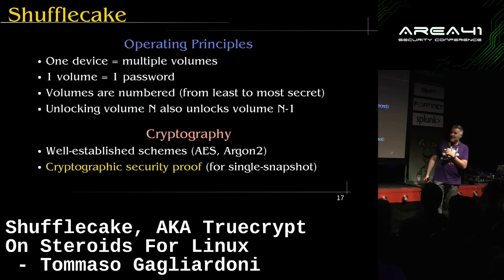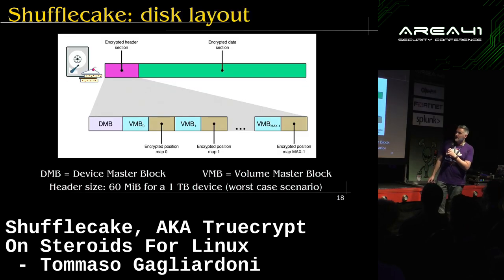From the cryptography point of view, that's a much stronger foundation than TrueCrypt. We use well-established schemes, including a very strong key derivation function that is resistant to brute forcing. Moreover, we have a cryptographic security proof, a mathematical proof that says that this system achieves single snapshot security. I don't want to go too much into details, but I have some time, so if you have questions, you ask me.